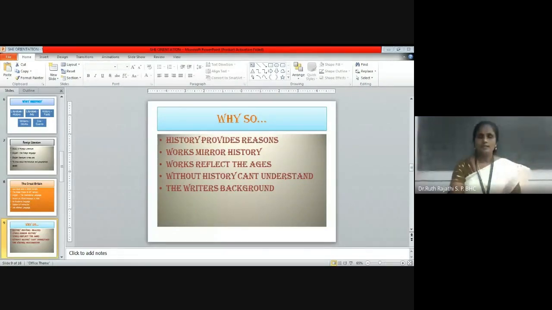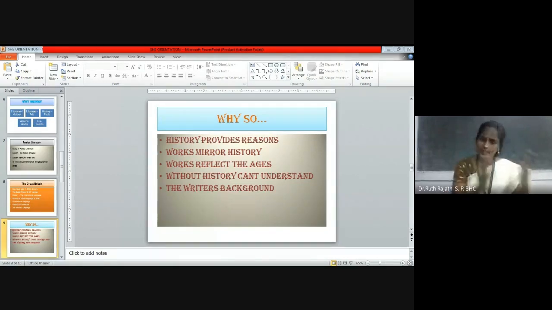And without knowing history, definitely you can't understand the work. For example, if you take a science student and give a poem to them to read, they will read the poem, enjoy the poem, and tell about the critical aspects of the poem.